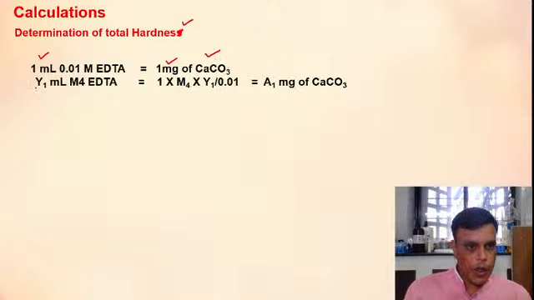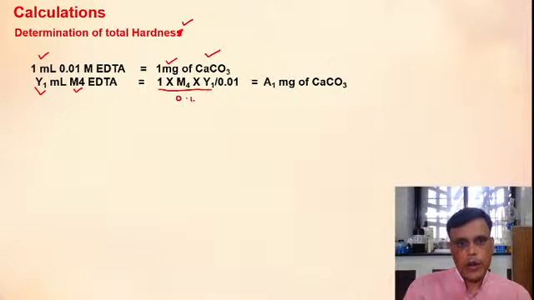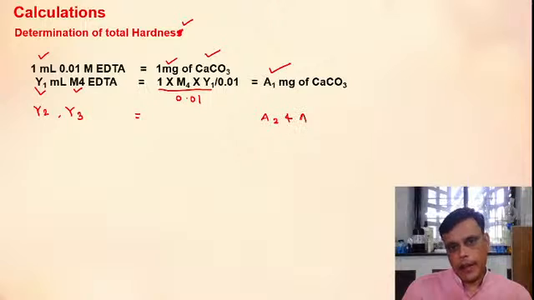Now here you have y1 ml. You have y1 ml of M4 molar EDTA, this molarity we have calculated, which will correspond to 1 into M4 into y1 divided by 0.01 molar milligram of calcium carbonate. Now you have y2, you have y3. So by using this y1, y2, y3, you can calculate a1, a2 and a3. So you will have a1, a2 and a3.